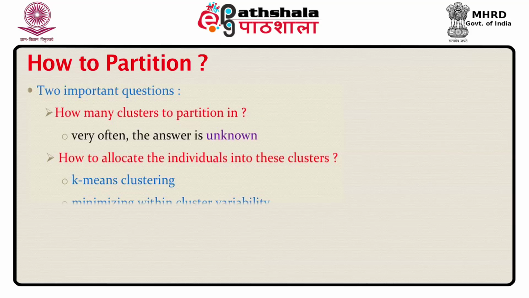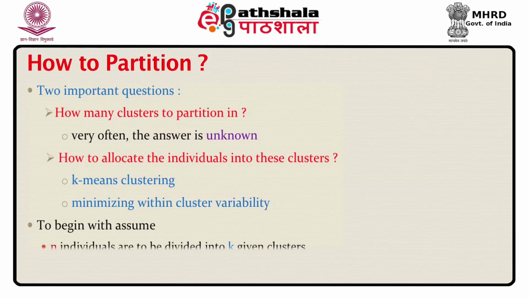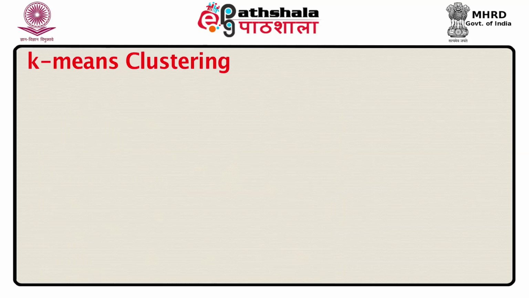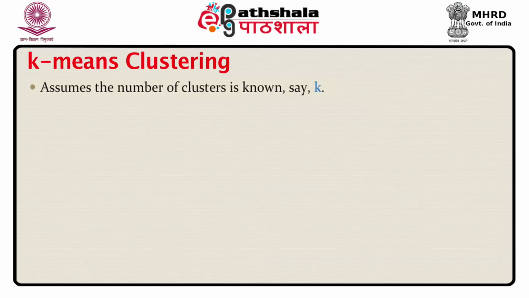We will be discussing 2 different methods for allocating individuals to different clusters, the k-means clustering and the minimization of the within cluster variability. So when we do the clusters, we begin by assuming that the n individuals are to be divided into k given clusters, and later on we'll see how this k can be chosen in an optimal manner. K-means clustering. In k-means clustering, as we said, we know the number of clusters. This is k.